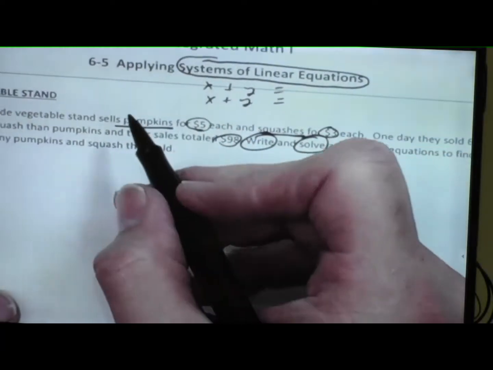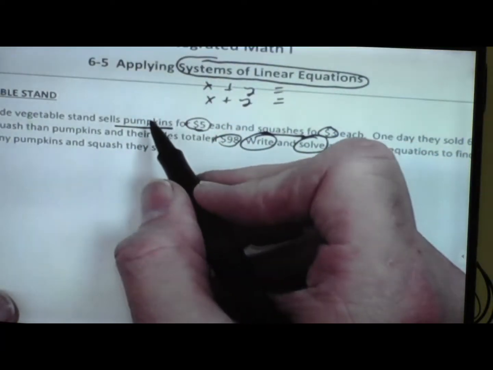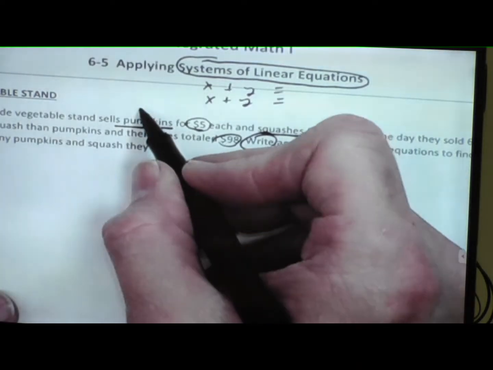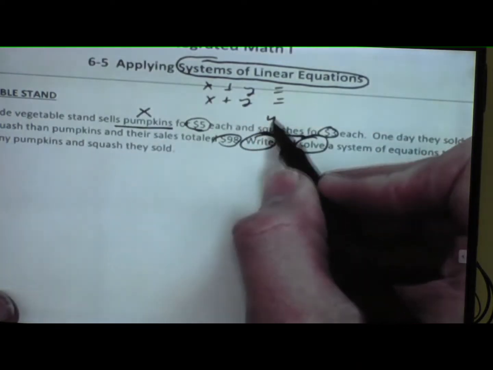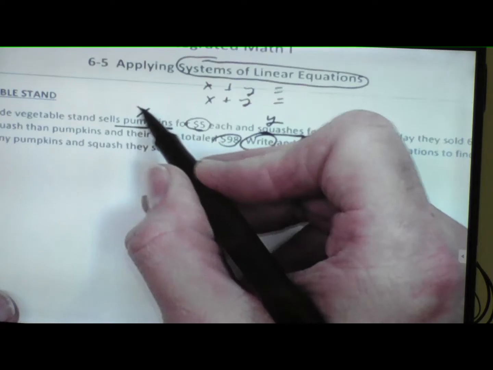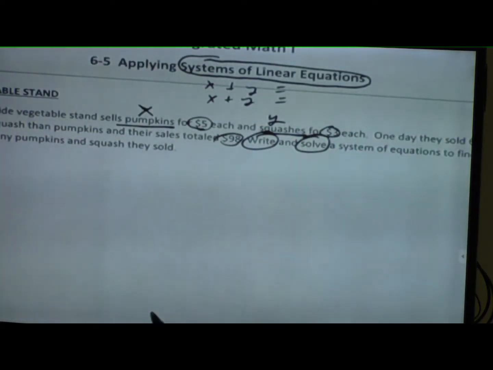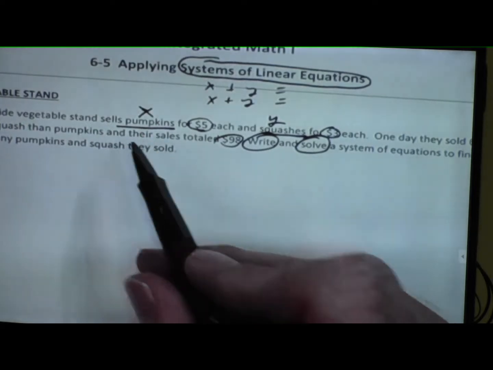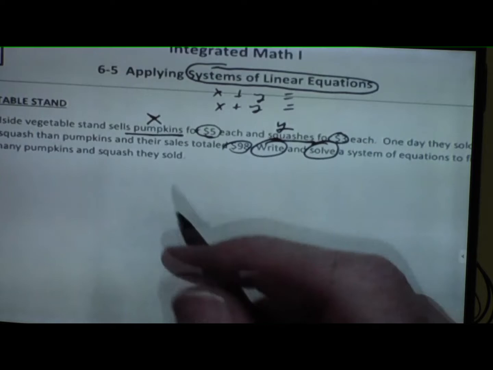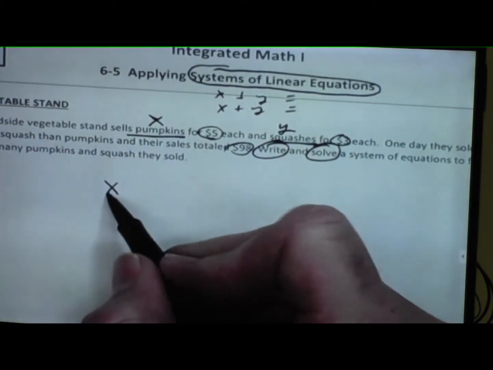What it does say is that there's $5 for each of these and $3 for each of those. Let's make one of these X and one of these Y. Now, in a way, it doesn't matter which one's which, and you can use other variables. Generally, if you take the first one and make that X and the second one and make that Y, then everybody's usually on the same page with that. So I'm going to say X.